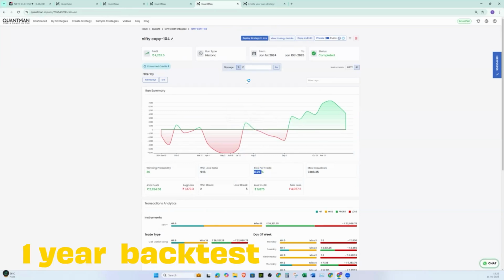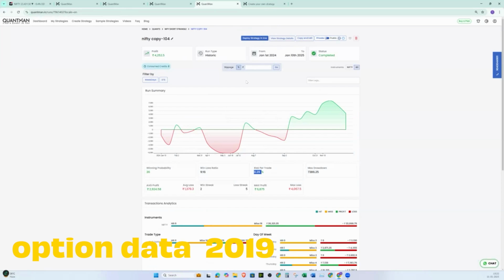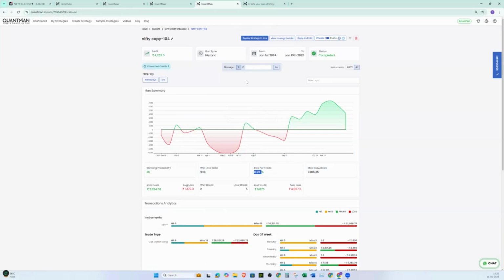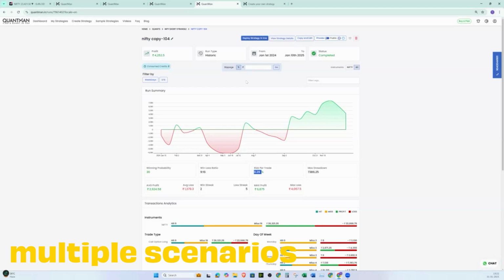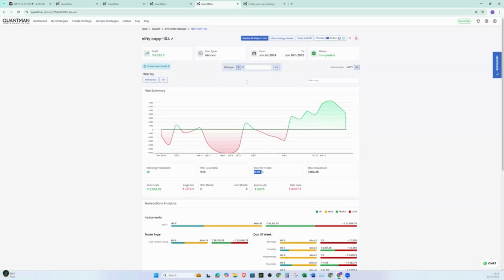Within 1 year of backtested data, we can't assume the strategy is good or not. We need more years of backtested data, because for Nifty we have option data started from 2019. In that period, only Corona happened, in 2020. Multiple scenarios define the strategy performance. Whatever happens, if the strategy creates better results and gives consistent return, it means it creates an edge for that strategy.